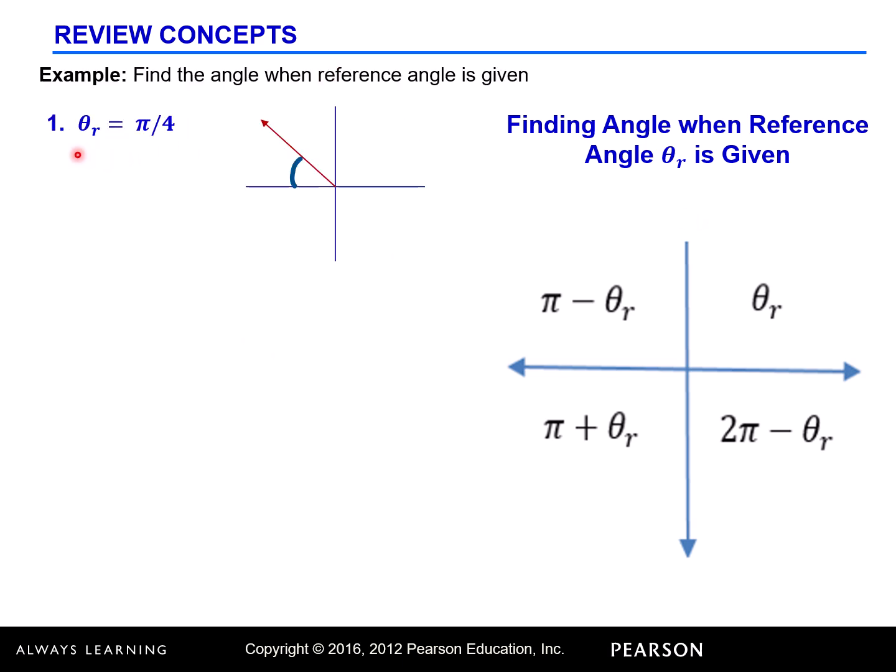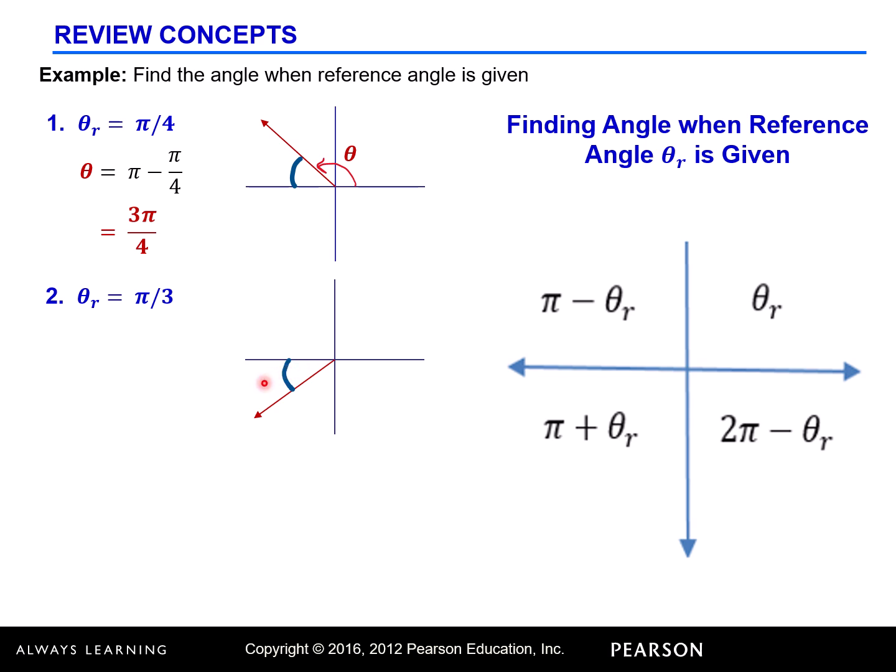For example, the given reference angle is pi over 4, which is located here, and we want to find this angle measure in standard position, which is theta. Since theta is less than pi, we can find this measure by subtracting the reference angle from pi radians. So theta is pi minus pi over 4, which will give us 3 pi over 4. Another example is, let's say the reference angle is pi over 3.